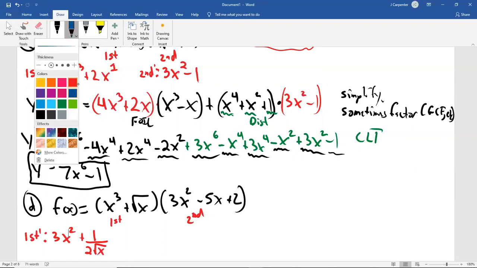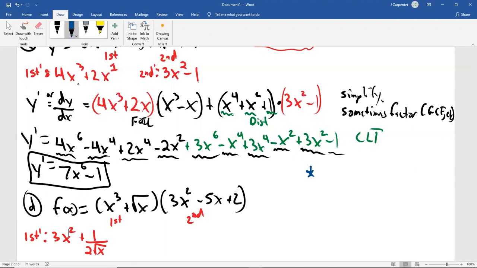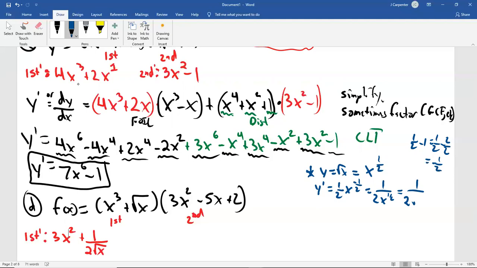If you need to see that one more time, I'll do that over here. If y equals the square root of x, which is x to the 1 half, then y prime would be 1 half times x to the negative 1 half, because you're doing 1 half minus 1. Which is 1 half minus 2 over 2, which is negative 1 half. But you don't like negative exponents, so you bring it to the bottom. That's 1 over 2 x to the positive 1 half, which is 1 over 2 square root of x. So that's where this came from. The last part of the first derivative came from all this blue stuff over here. Again, the negative half, that came from just doing fraction subtraction.